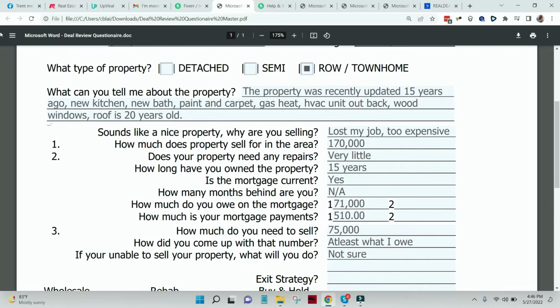Now, if you're unable to sell, what will you do? The reason for that question is it allows us to put the seller in the state of mind of, man, if I don't sell this property, I'm going to be in trouble. Especially if that's the case. Maybe they don't sell the property, they got to move, or maybe they don't sell the property, or they're going to be foreclosed on. So you want to make sure you can bring up the pain that will happen if they don't sell the property.